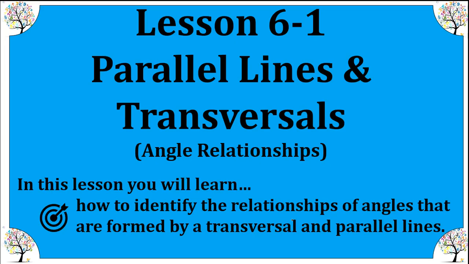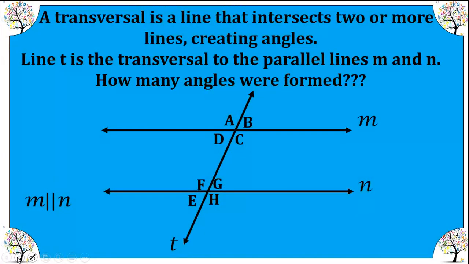In this lesson, we're going to learn about the angle relationships that are created from a transversal and parallel lines. Here we have a diagram of parallel lines, line M and line N, and then we have line T that intersects these lines. Line T is called a transversal, and it's simply a line that intersects two or more lines.